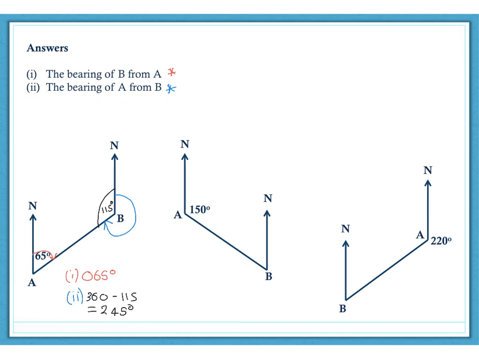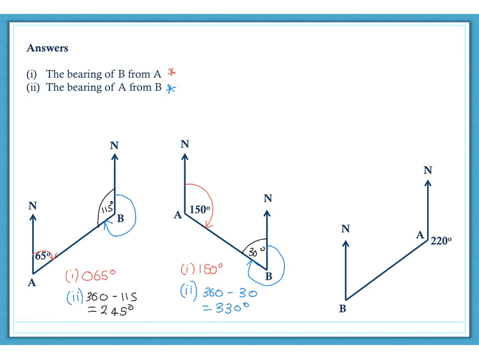For the second question, the bearing of B from A, again, we start from A. The answer is 150 degrees. And then for part 2, the bearing of A from B is this angle here. We know that this angle here has got to be 30 degrees. So the answer that we are looking for is 360 subtract 30, which is 330 degrees.